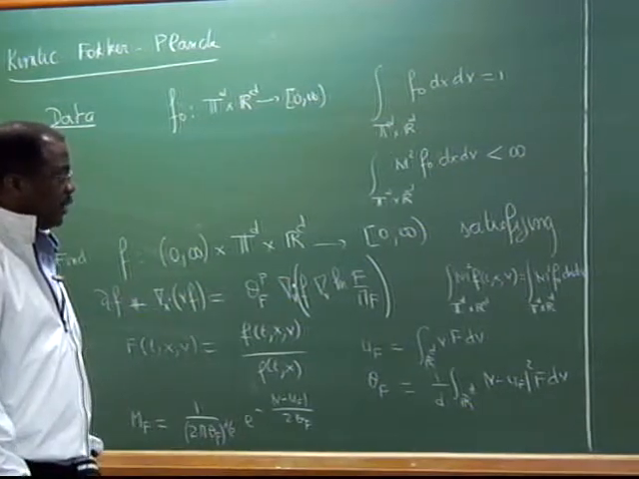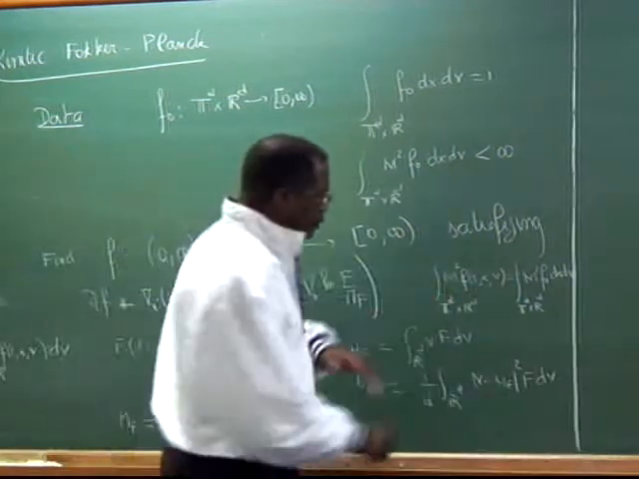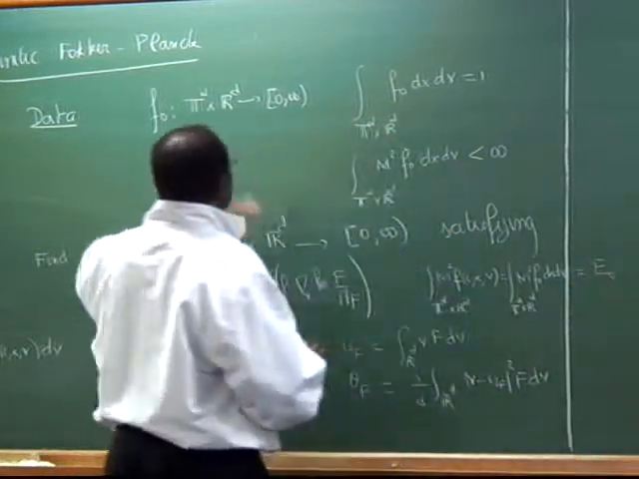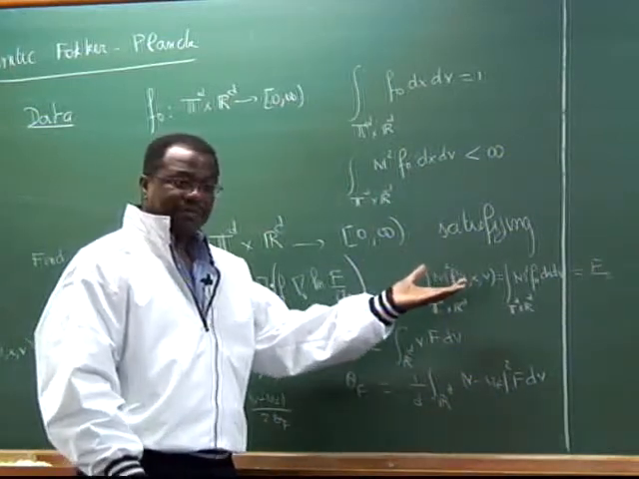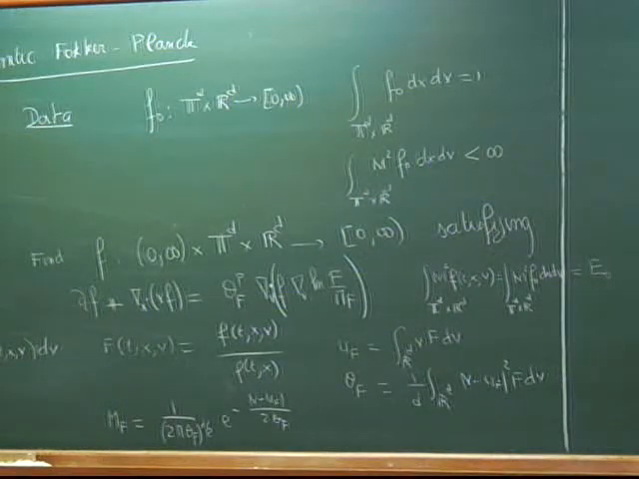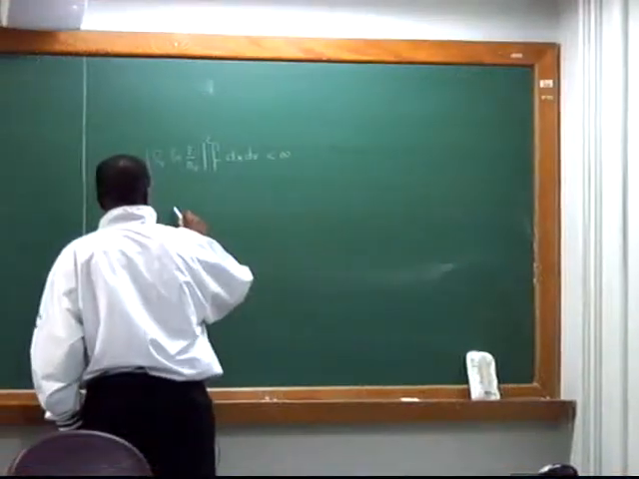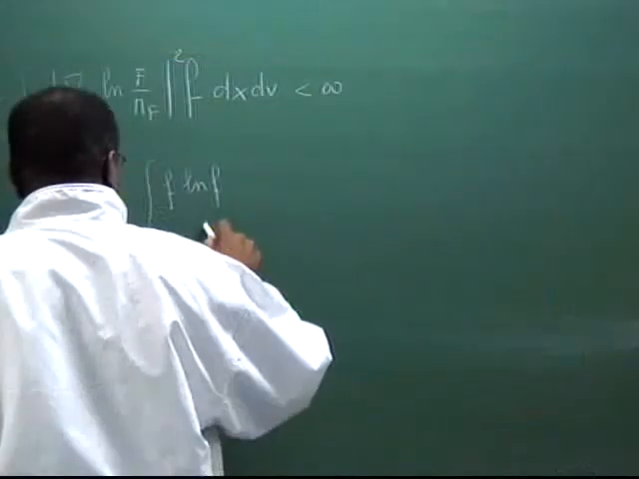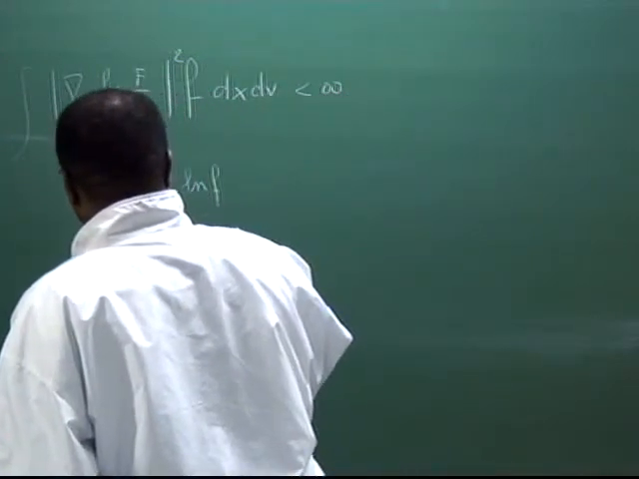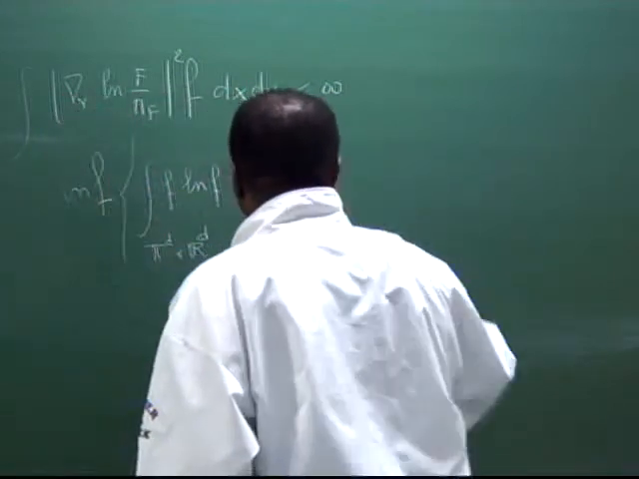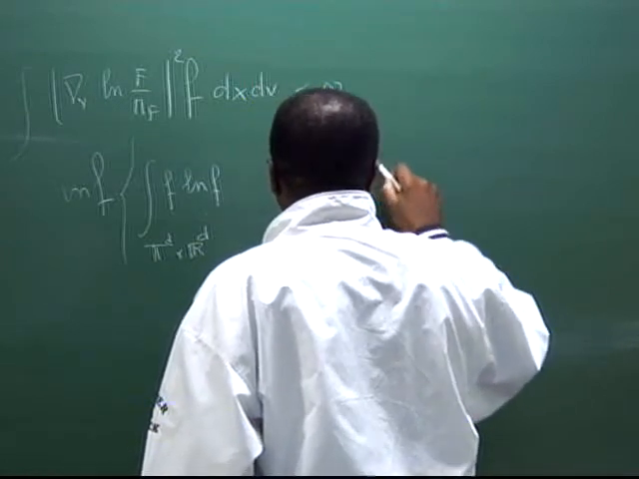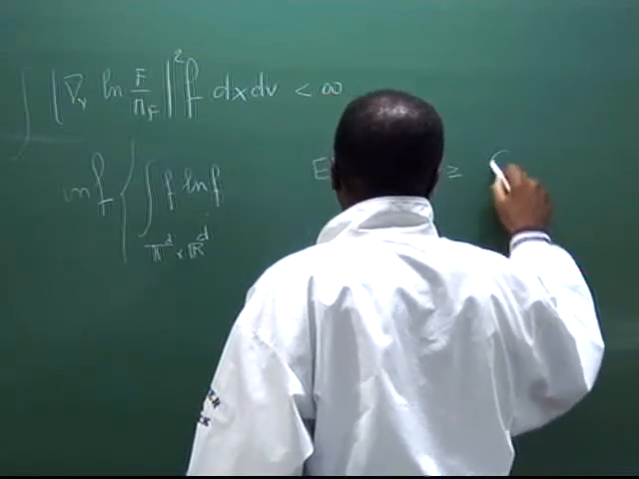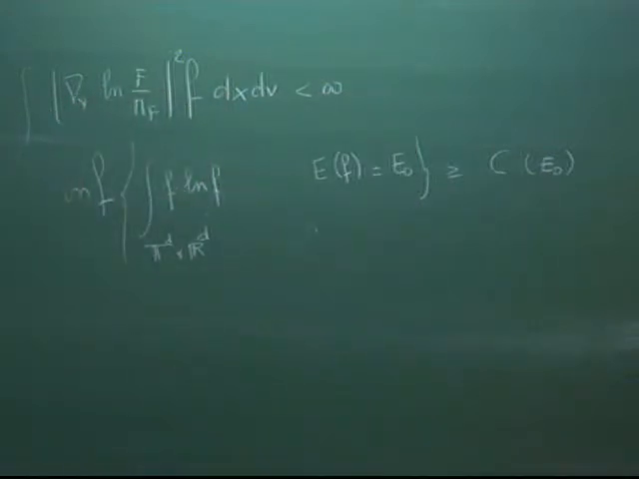So my first calculation, I would like to show that this is a constant, E naught, which is given by f naught. I would like to show that the entropy of f is bounded below. So if I look at the infimum of the integral of f log f over T^d × R^d, subject to the condition that E of f is E naught, I want to show that this is bigger than a constant which depends only on E naught. So the entropy cannot become very small if I have a control of the second moment, and this is what I call E of f here.